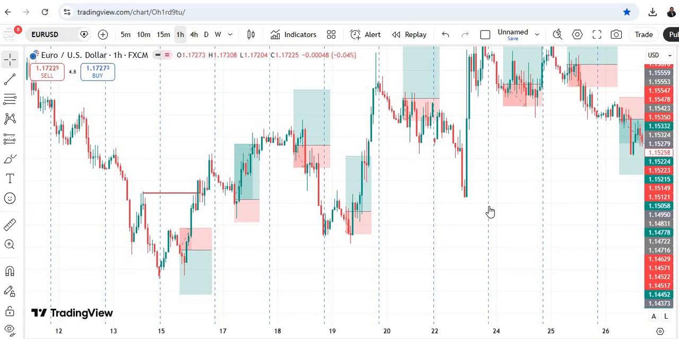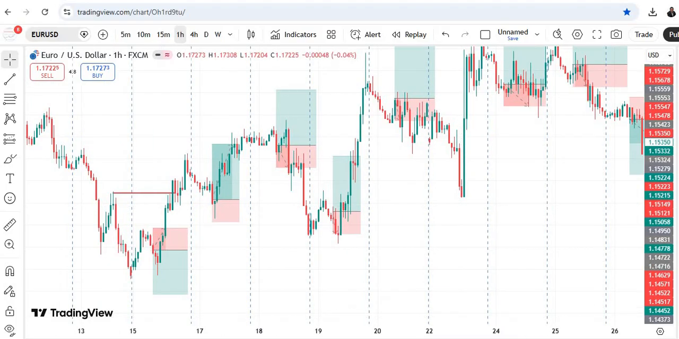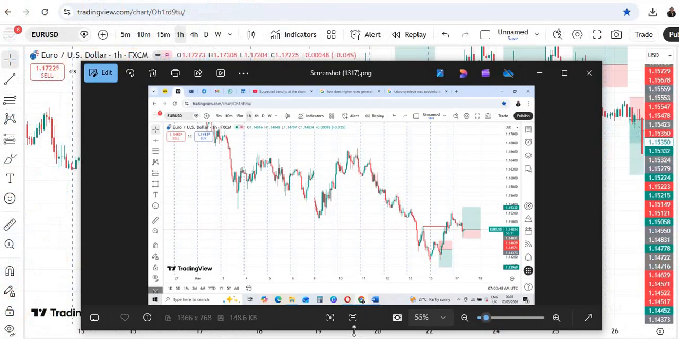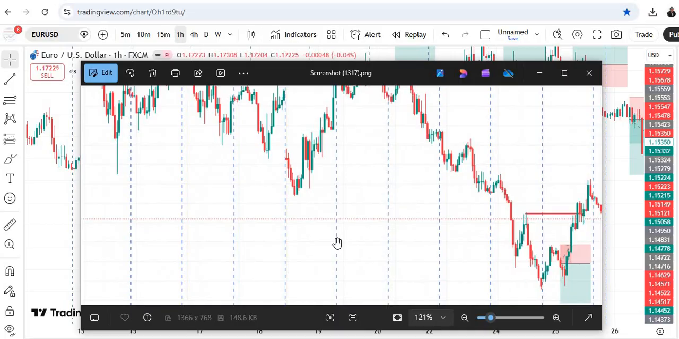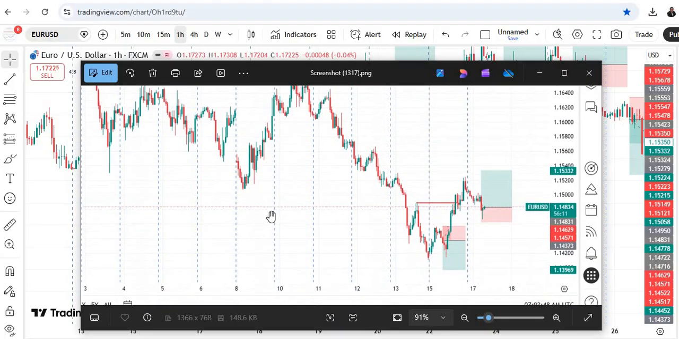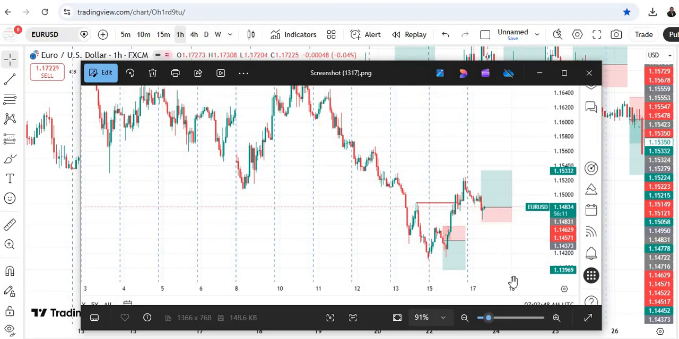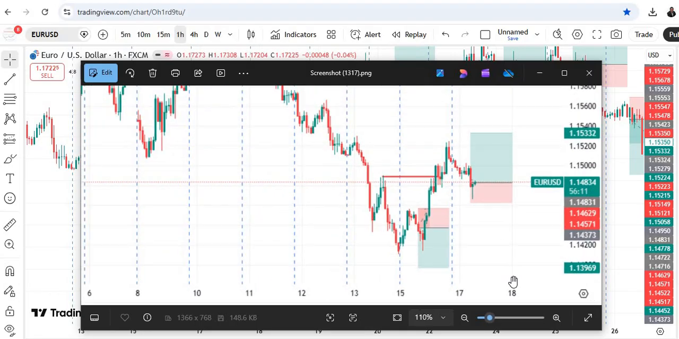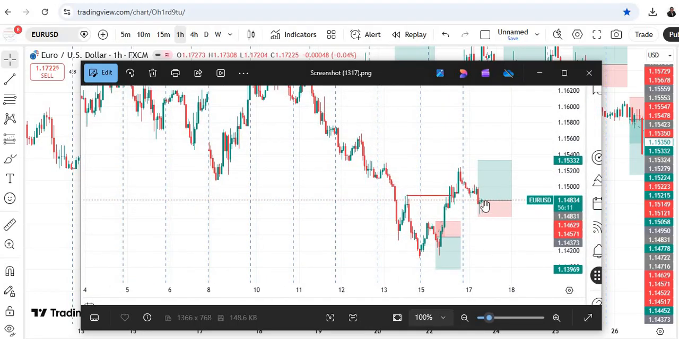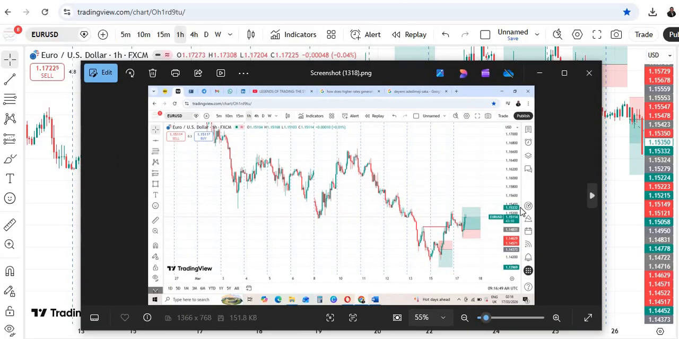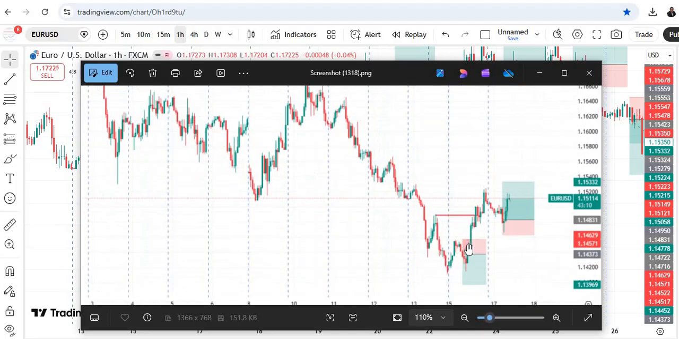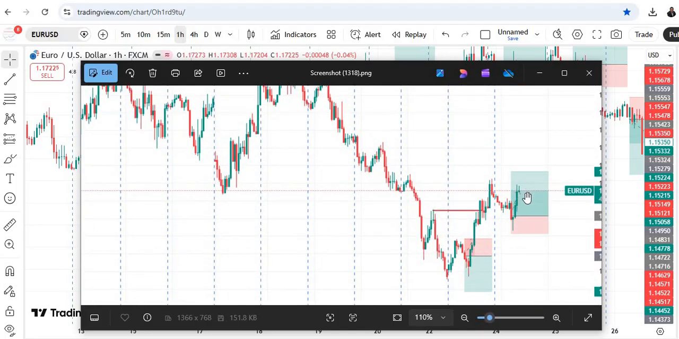And so I'm going to be showing you the before and the after. Let's go to the screenshot. You can see this was the before of the trade. This was where I took the entry from. And then we had the after. Look at it. This was where I closed the trade.